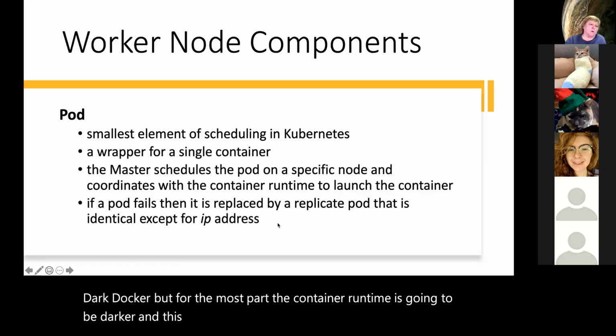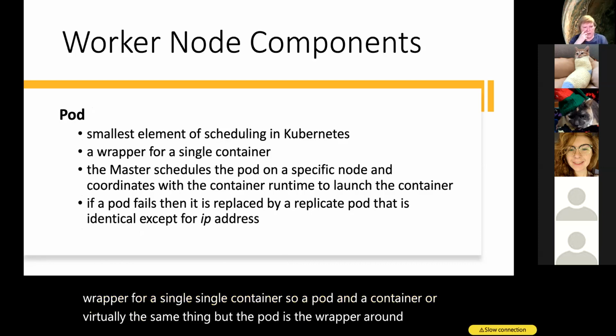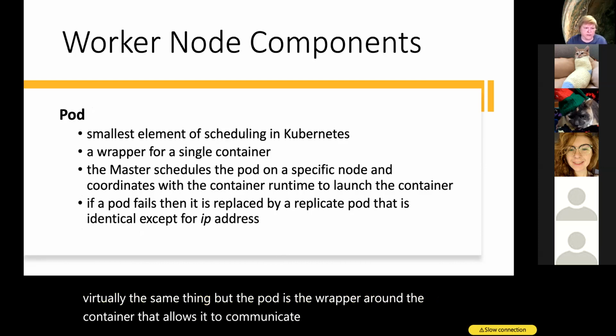And then the last unit is the pod. This is the smallest element in Kubernetes, and this obviously is also one thing that can be scheduled. It's a wrapper for a single container. So a pod and a container are virtually the same thing, but the pod is the wrapper around the container that allows it to communicate with the Kubernetes system.